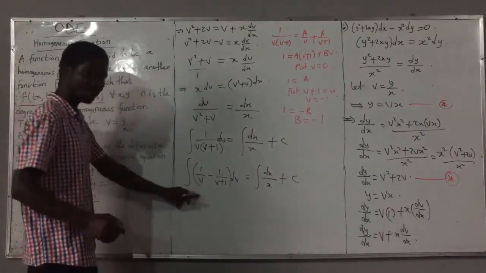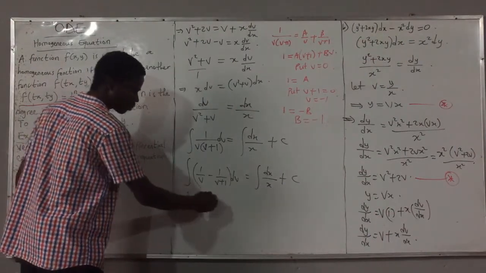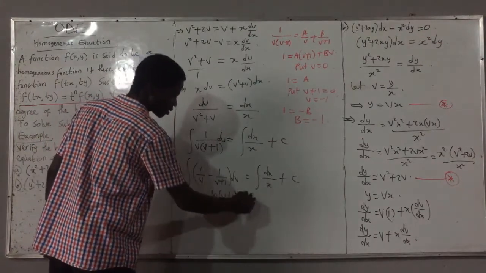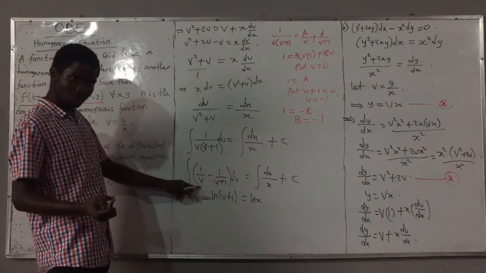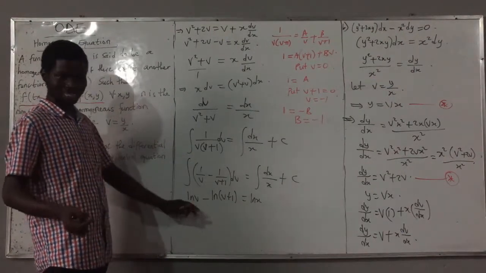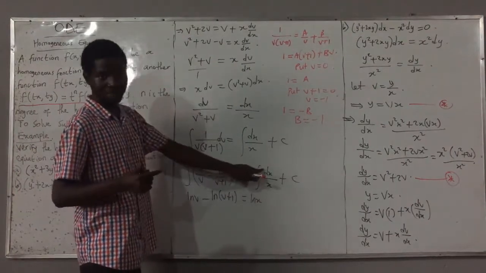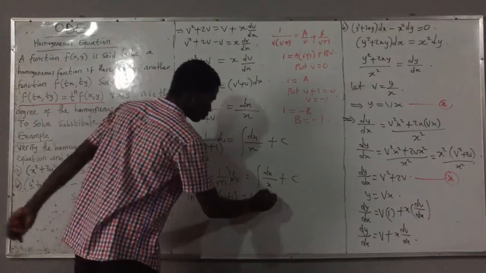Now integrate 1 over v. The answer is what? Ln v. Minus integrate 1 over v plus 1. The answer is what? Ln v plus 1 is equal to the integral of dx over x. The answer is what? Ln x. Don't forget, if you differentiate the denominator, if you get what's at the numerator, the answer is ln of that denominator. So differentiate x, the answer is 1. It is 1 that is on top. If you take away the dx, it is 1. So plus what? Plus c.